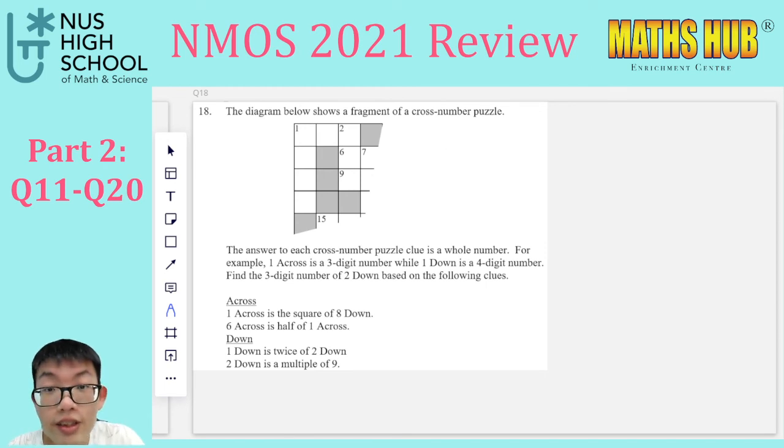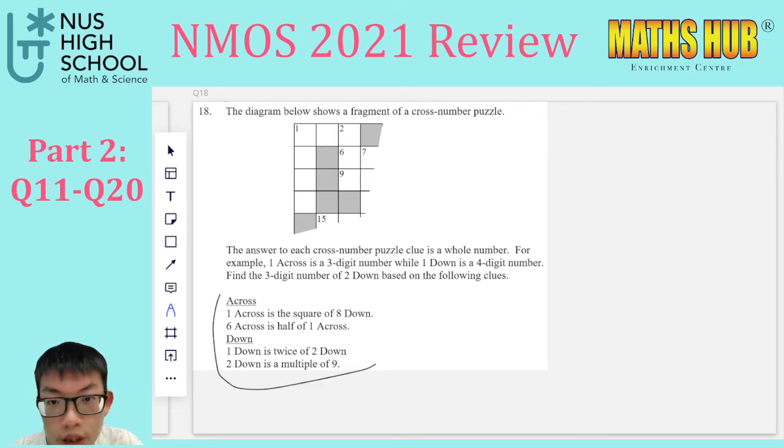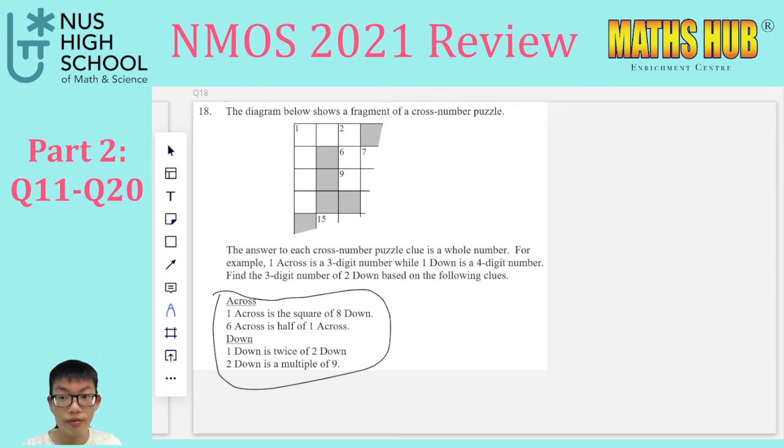Okay, so this puzzle here has been truncated, so you only see the corner of it. So you only know that, let's say, 1 across is 3 digits, 1 down is 4 digits, 2 down is 3 digits, and you can't see anything else. But they gave you some clues on the across and downs that we can see. So there are 4 clues.